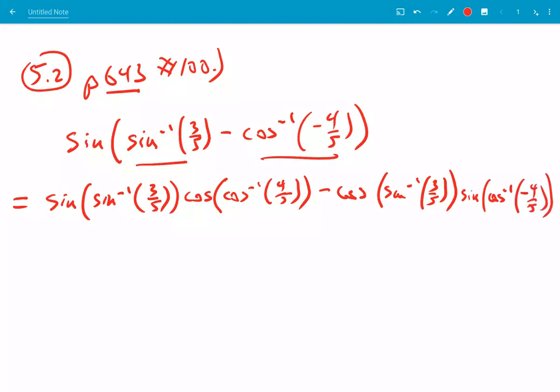There you go. Now, since sine and arc sine are inverse functions, the sine of the arc sine of 3/5 is 3/5. So this is 3/5.